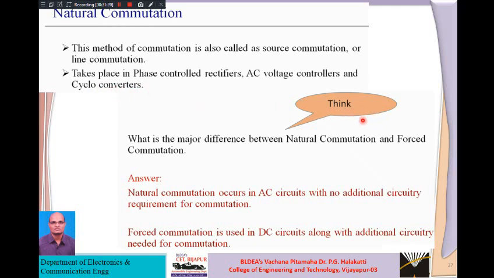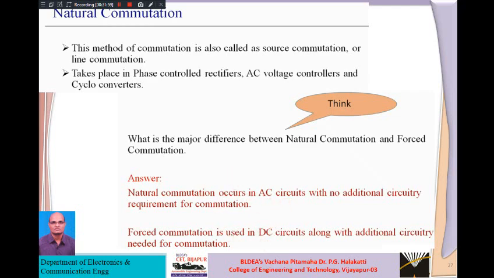Now at this instant I want to ask you, what is the major difference between natural and forced commutation? Very important question. The answer is, natural commutation occurs in AC circuits because they contain both positive and negative peaks. We want the negative peak so that natural commutation happens with no additional circuitry. Forced commutation uses a DC circuit along with some additional circuitry to affect the forcible commutation. Forcibly you are trying to turn off the SCR there. Remember guys, this is the main difference between natural and forced commutation.